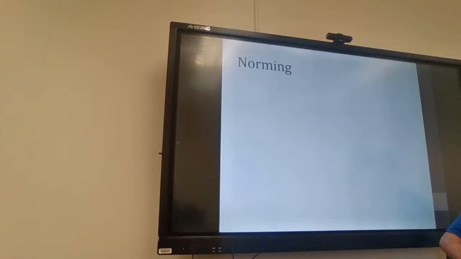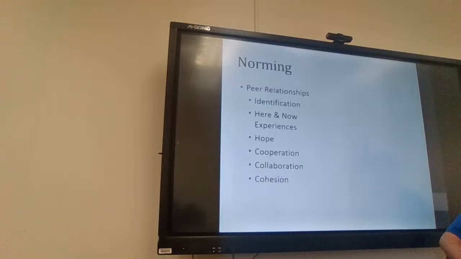As we move into the norming stage, group norming refers to the we-ness that describes group identity or cohesiveness that's now possible once the group has resolved the storming stage. During this stage, peer relationships are categorized by an increased sense of identification, where members begin to see themselves as being similar to one another. Members are also more likely to work harmoniously with each other, displaying high levels of cooperation and collaboration during this stage.